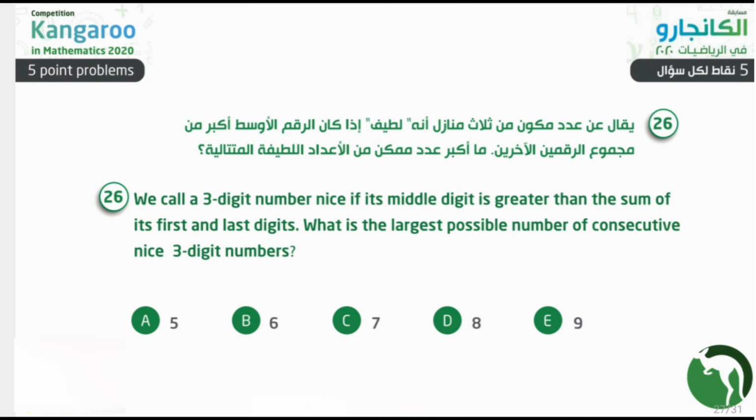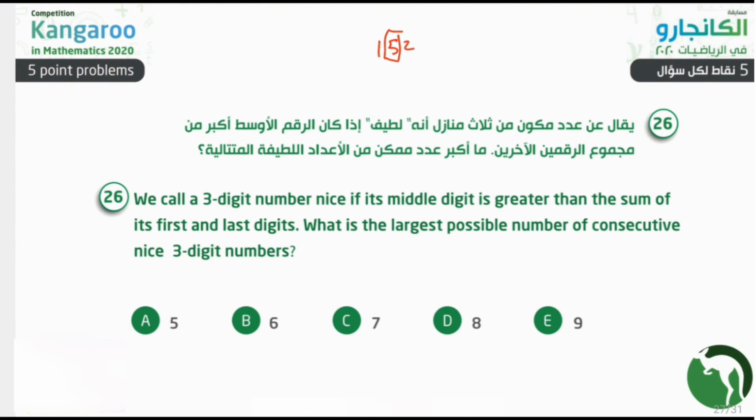In question number 26, we call a 3-digit number nice if its middle digit is greater than the sum of its first and last digit. What is the largest possible number of consecutive nice 3-digit numbers? So, for example, 152 is a nice number because if we sum 1 and 2, it is 3, less than 5, the middle number. So this number is a nice number.